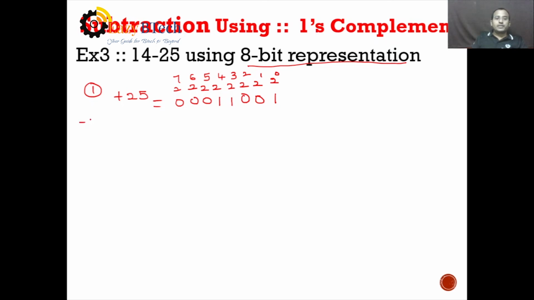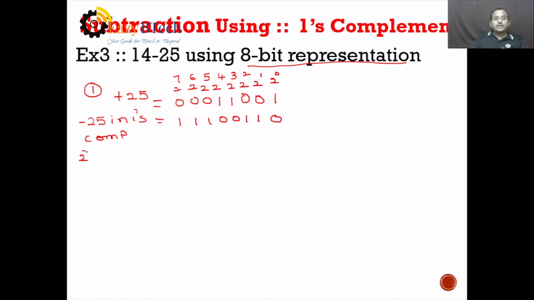Now we will represent minus 25 in one's complement representation. So what we have to do? Simply change zeros to 1, 1, 1. So these two zeros and these zeros change to 1, and this is 0. So the first step is completed.